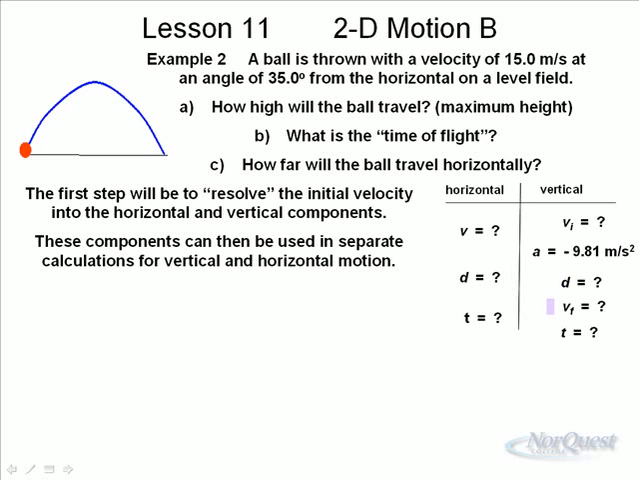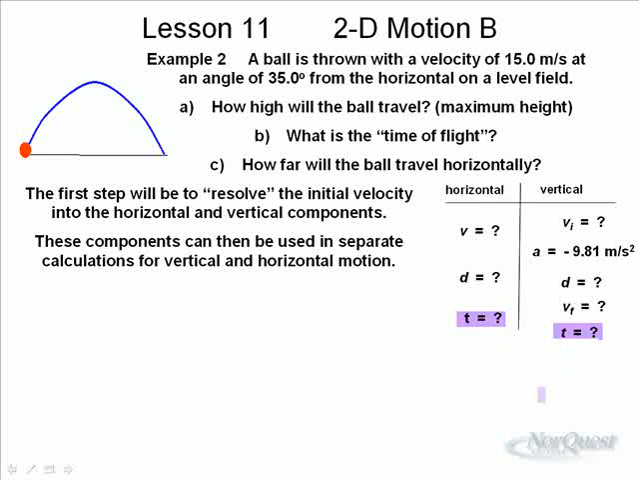Initially, horizontally, we know nothing. We know nothing about the horizontal velocity, the displacement, or the time of flight. Vertically, the only thing we know is that acceleration is 9.81. Another key thing that we do know, though, is that the time, whatever it is on the horizontal side, is equal to the time on the vertical side. That's the tie that binds these two things together.